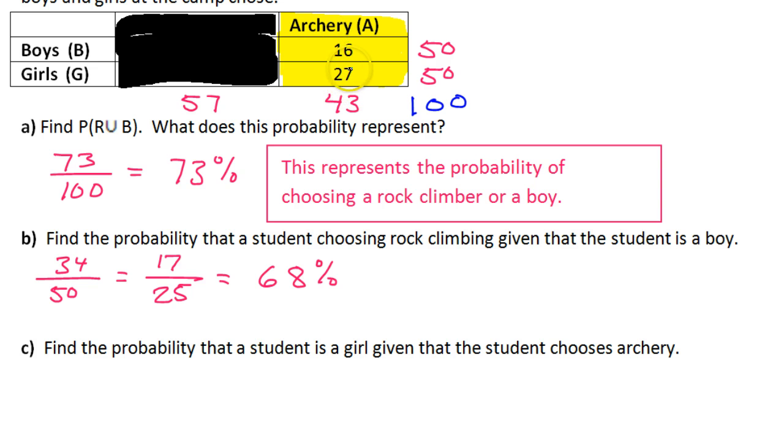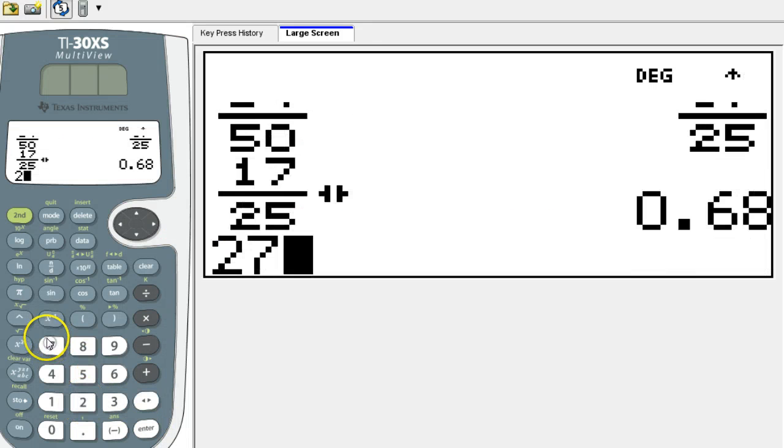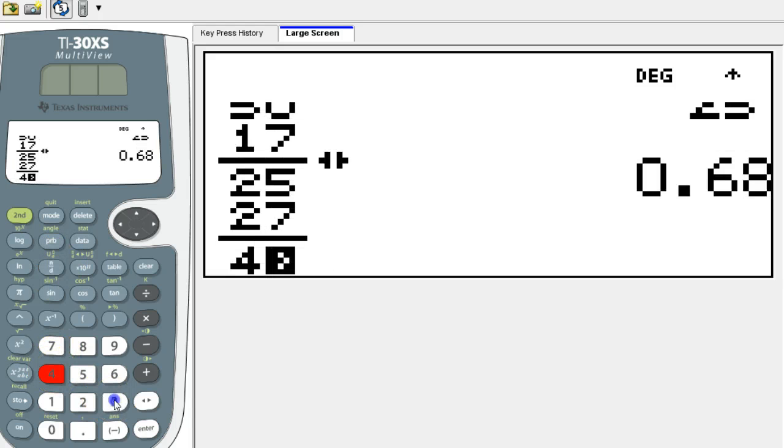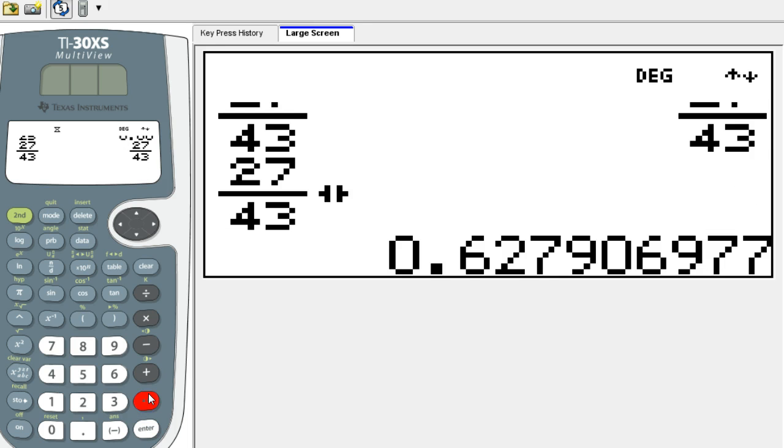Now, find the probability that a student is a girl. Well, the number that represents girls is the 27. These are my girls. So that probability is going to be 27 out of a total of 43 archers. So 27 out of 43. I don't think this is going to reduce. So that's all done. As a percent, it will be 62.79%.